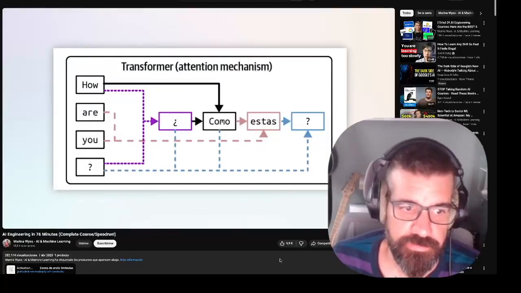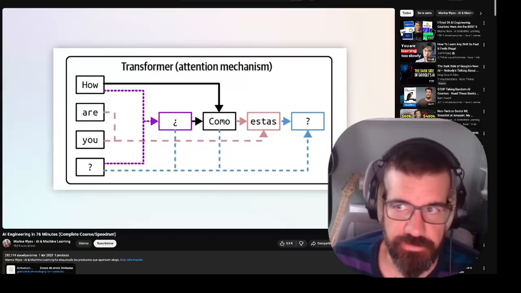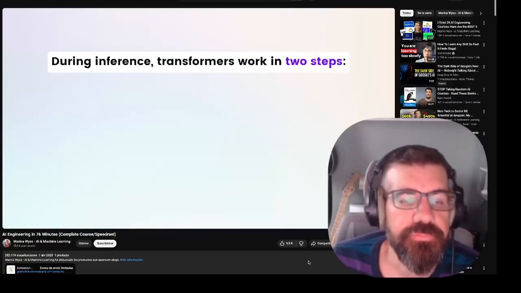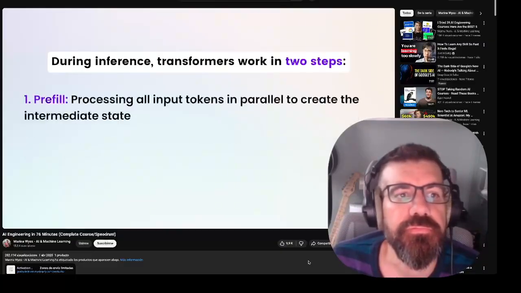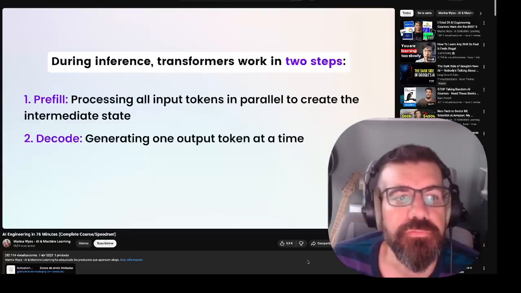Transformers solved this with the attention mechanism, which allows the model to weigh the importance of different input tokens when generating each output token. It's like being able to reference any page in the book while answering questions. Plus, transformers can process input tokens in parallel, making them much faster. During inference, transformers work in 2 steps. First, prefill. Process all the input tokens in parallel to create the intermediate state. And second, decode. Generate 1 output token at a time.